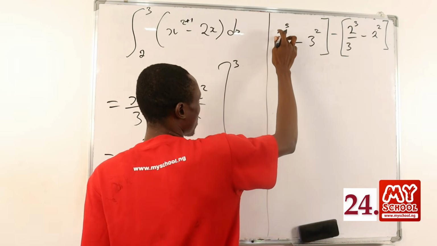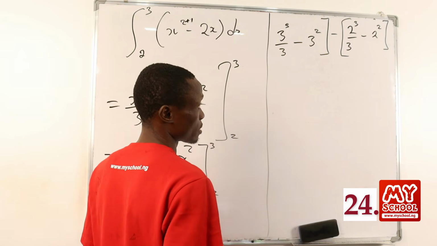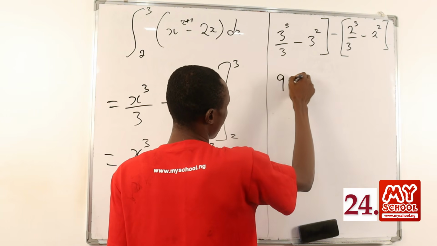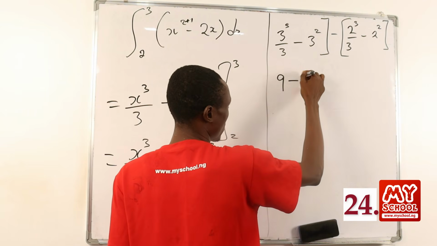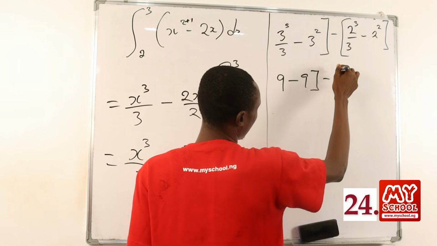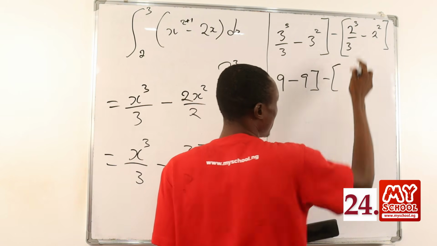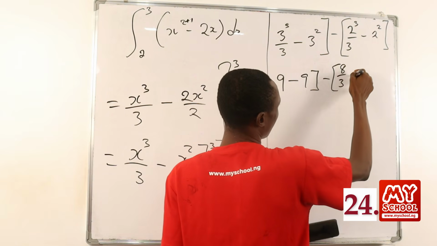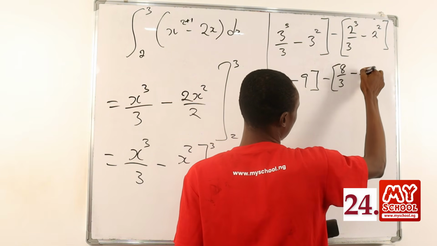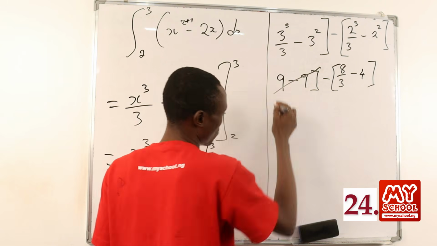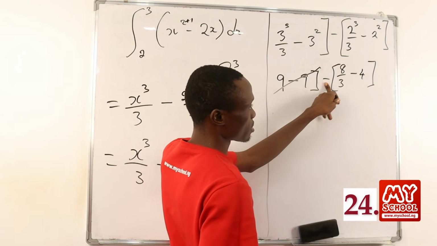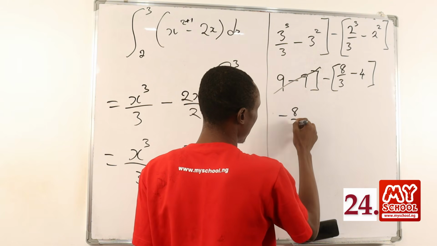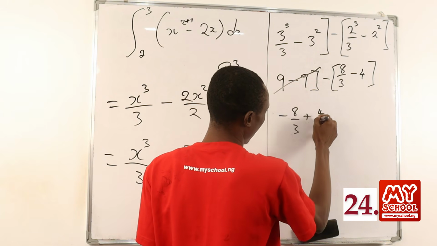Here, 3 raised to power 3 is 27. 27 divided by 3 is 9. So you'll have 9 minus 3 raised to power 2, which is 9. While here, 2 raised to power 3 is 8, so you'll have 8 all over 3, then minus 2 raised to power 2, which is 4. So this part is out. Now remember, this minus is affecting everything inside the bracket. So here we'll have minus 8 all over 3, then plus 4 all over 1.